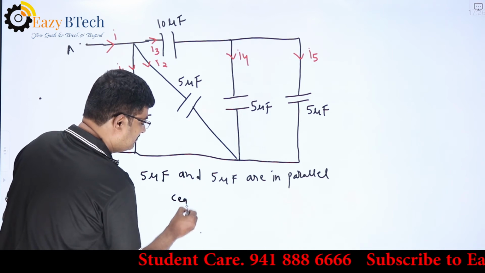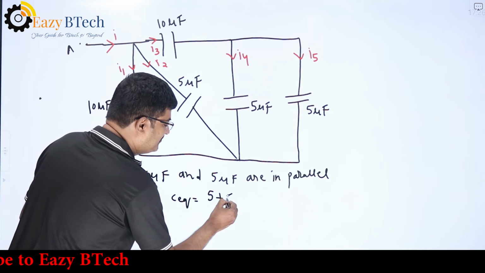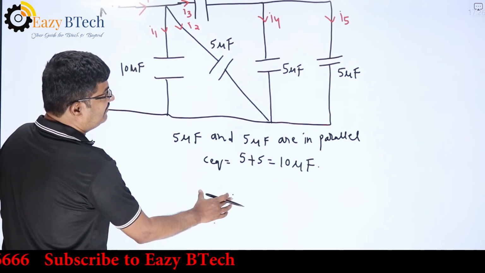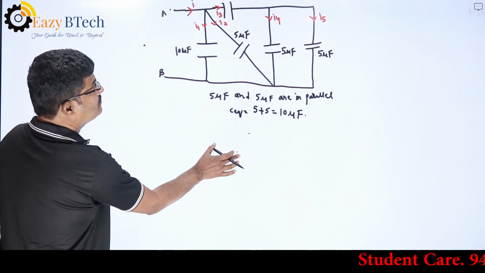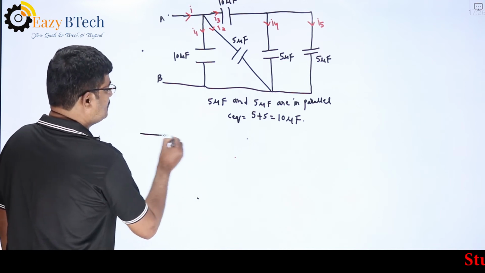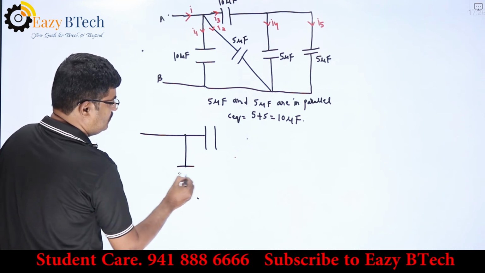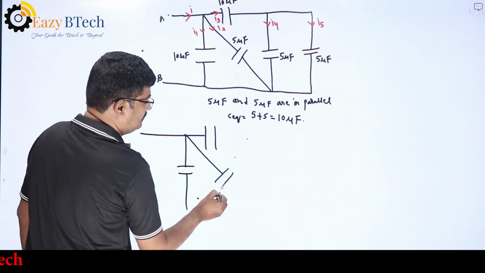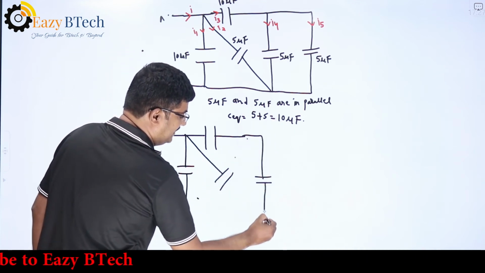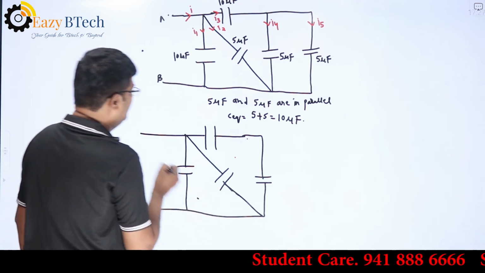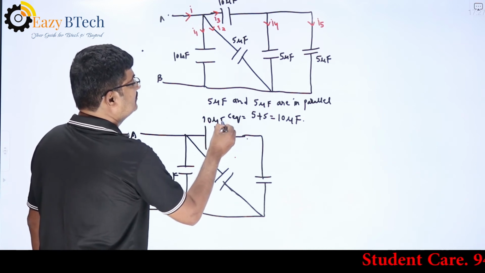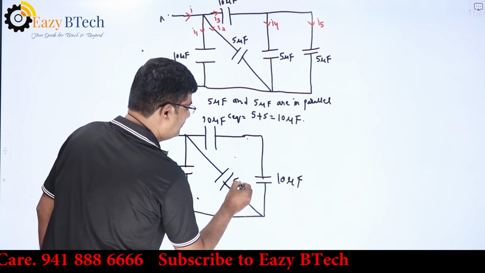So my C equivalent will be 5 plus 5, which is equal to 10 microfarad. If I am reducing my circuit and redrawing my circuit, here this 5 microfarad and 5 microfarad, as they are connected in parallel, are now replaced by their equivalent. So here this is point A and this is point B. This is 10 microfarad, here I am having 10 microfarad, and here I am getting this as 10 microfarad. Here I am having 5 microfarad.